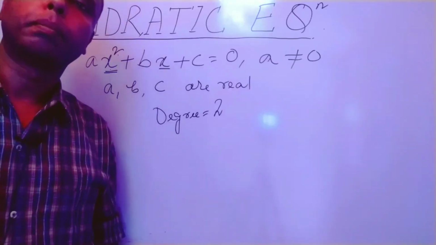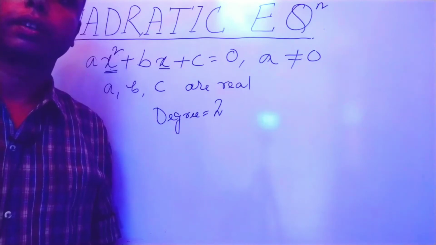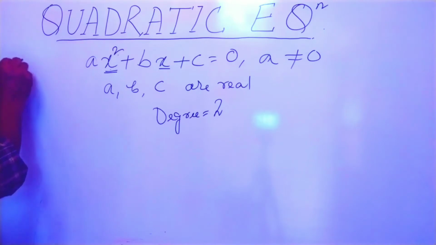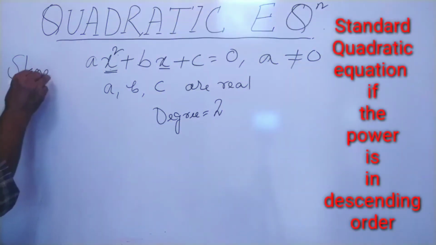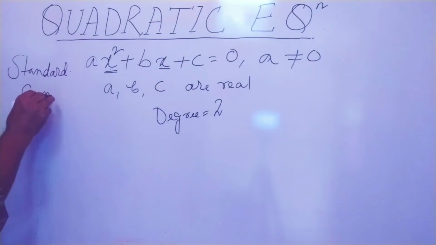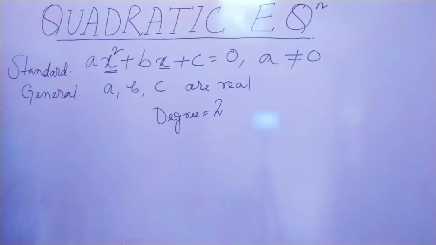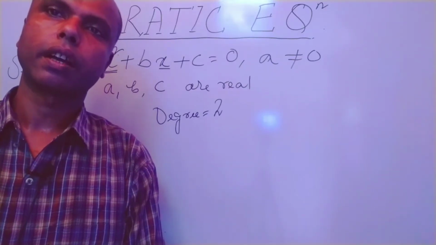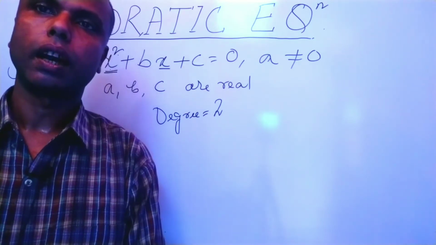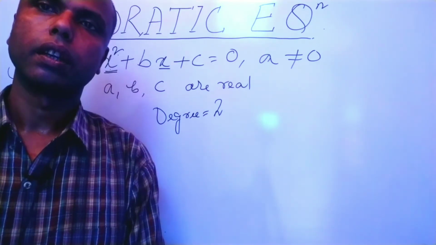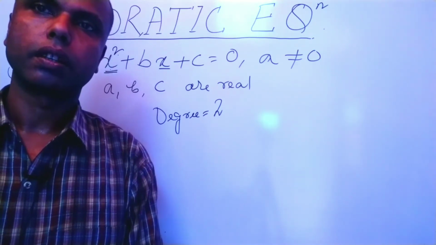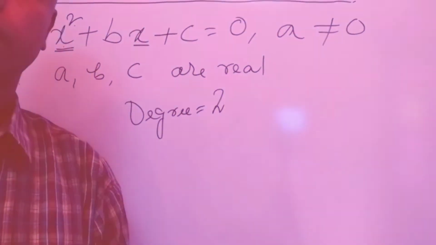The polynomial of degree 2 is quadratic, and it is also called the standard quadratic equation if the powers of x are in descending order, or we can say the general quadratic equation. Quadratic equations arise in several situations in the world of mathematics. So we have to solve the quadratic equation. To solve it, we have different methods. We shall discuss all of these.